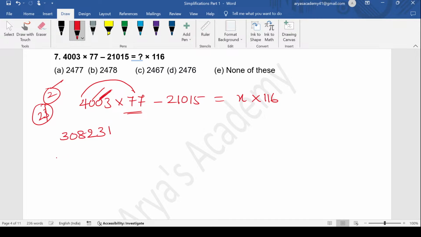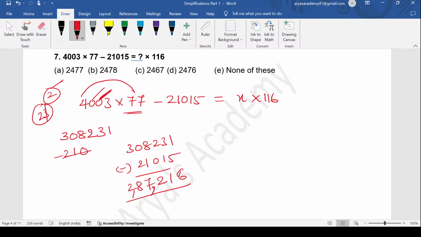So this is the answer, and you have to subtract how much? 21015. 308231 minus 21015. So you have to subtract this value. 11 minus 5, 6. 2 minus 1, 1. 2 minus 0, 2. 8 minus 1, 7. 10 minus 2, 8. This is 2. So we are left with 287216.